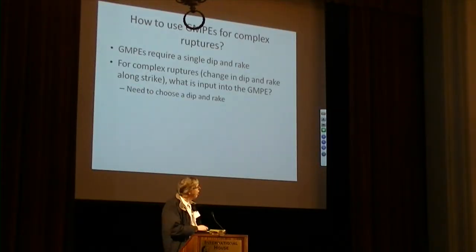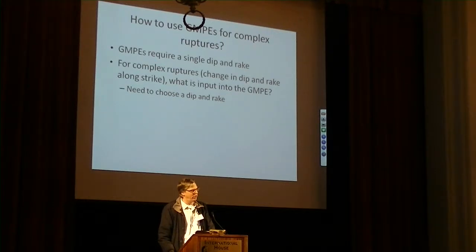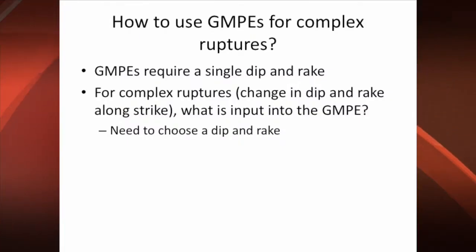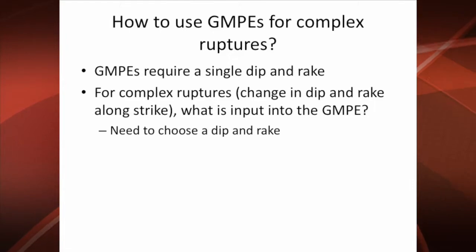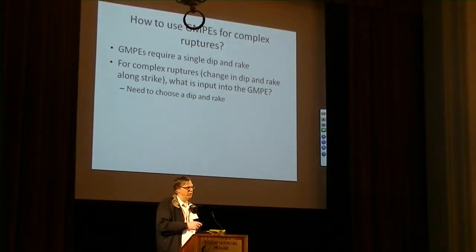I'm going to just jump to the end. So the bottom line is our GMPEs, we have to put in a single number. We have to put in a rake, style of faulting factor, and we have to put in a dip for the hanging wall effect. And we have to put in a width as well. So what do we stick in when we have differences? I have a strike slip part of the rupture and I have a reverse part of the rupture. I need to choose. So we have to choose those values.